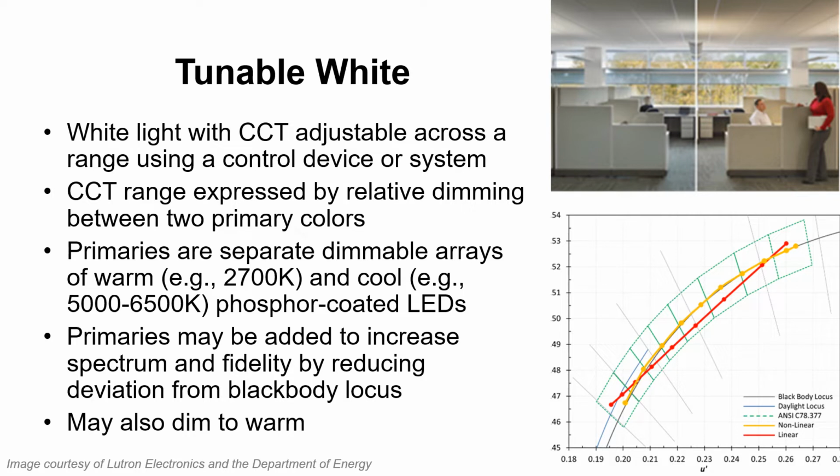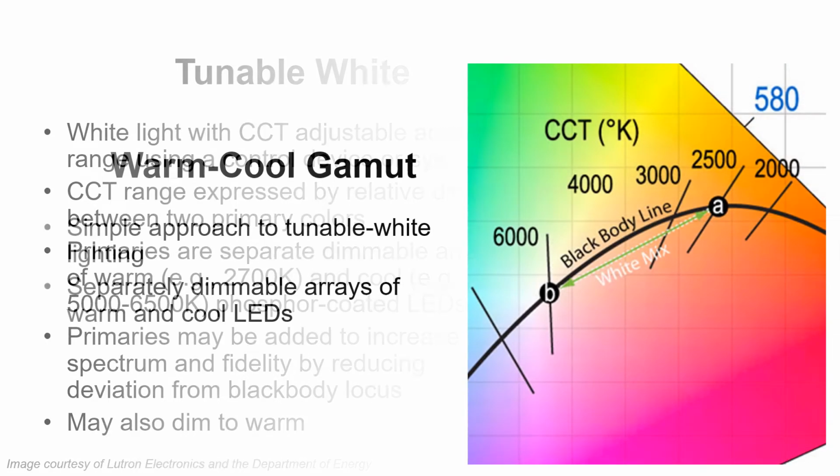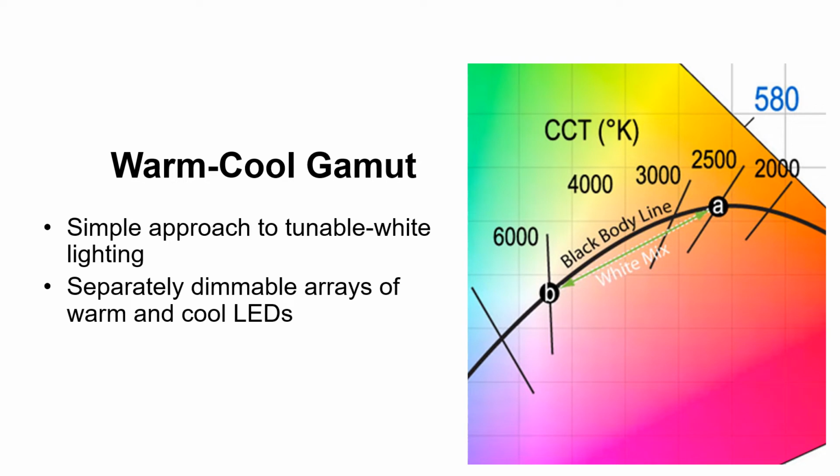Other primaries, or colors, may be added to enhance the spectrum of available colors and ensure good color rendering across the range of CCT adjustment. Some tunable white products feature additional dim to warm capability. While some screw-base LED replacement lamps offer tuning as a feature, it's primarily used with luminaires. The simplest approach to providing this capability is to use a warm-cool gamut, where the relative dimming of warm and cool white LEDs produces a linear path between 2 points on the CIE color space graph, thereby producing a range of CCTs from warm to cool.